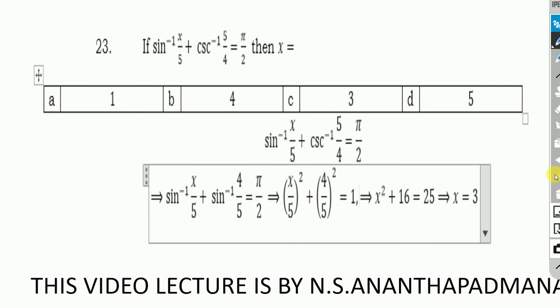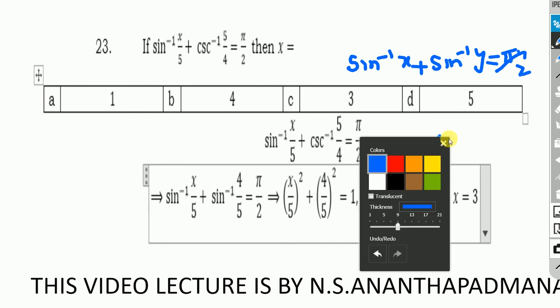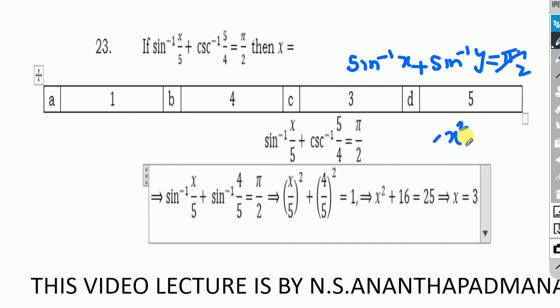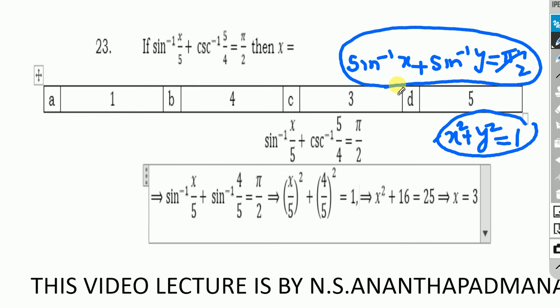And also I have a formula or a shortcut: if sine inverse of x plus sine inverse of y is equal to pi by 2. Let us not confuse this with sine inverse of x plus cos inverse of x is equal to pi by 2. This is different. Sine inverse of x plus sine inverse of y is equal to pi by 2 means x square plus y square is equal to 1. So this is true when sine inverse of x plus sine inverse of y is equal to pi by 2.